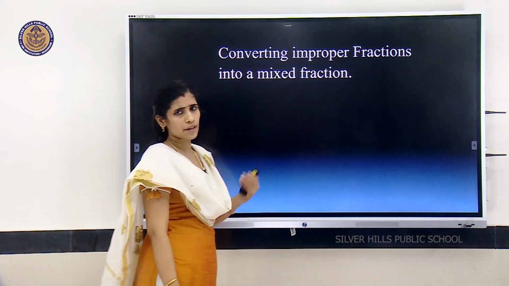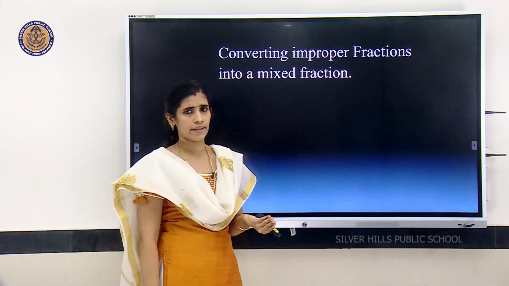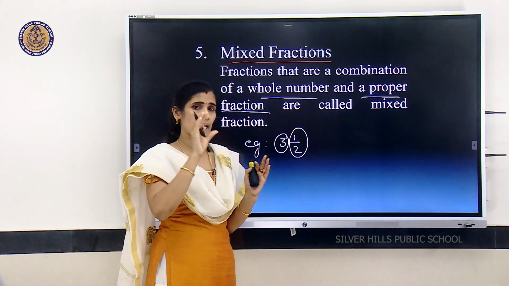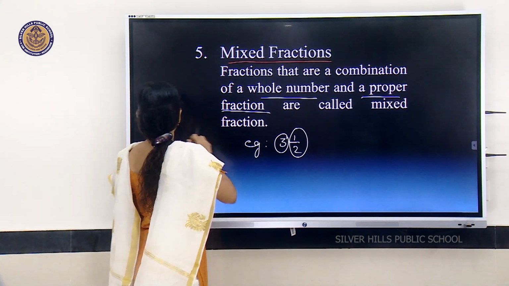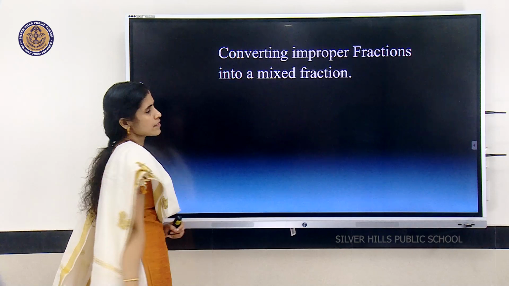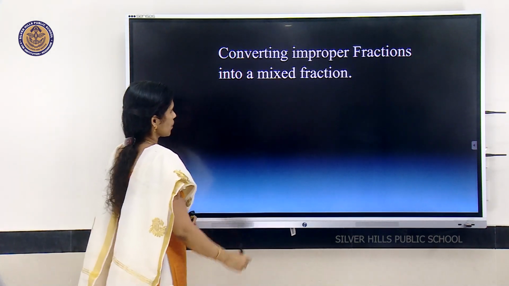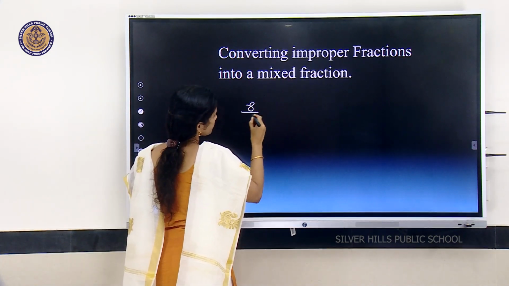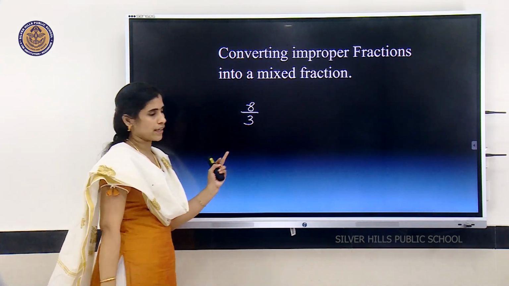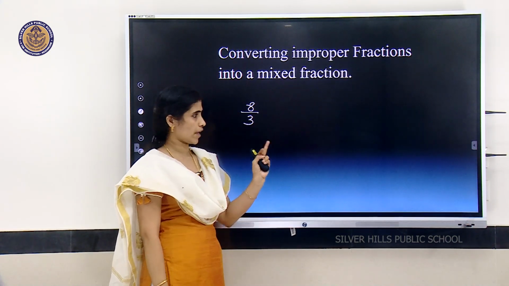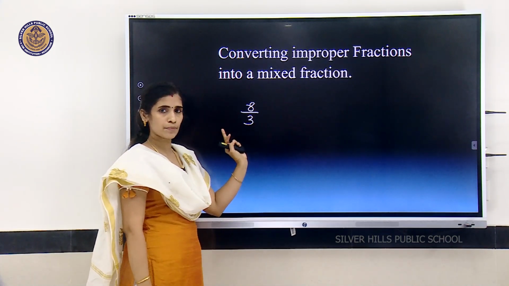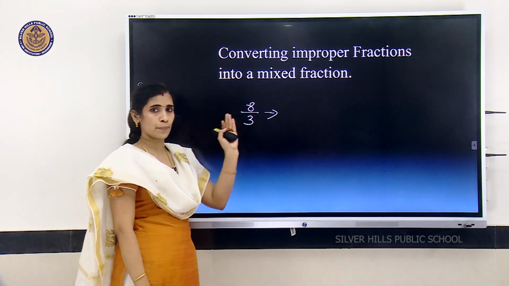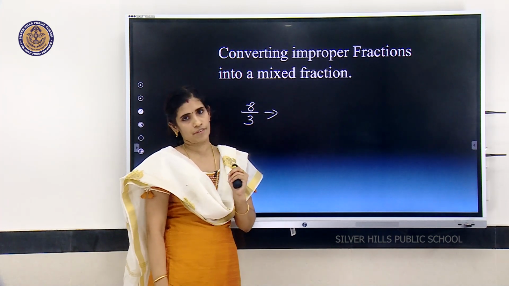What do you mean by an improper fraction? We already explained. Improper fractions are fractions whose numerator is greater than the denominator. For example, 8 by 3 is an improper fraction. Here the numerator is bigger than the denominator. So I will convert this improper fraction into a mixed fraction.